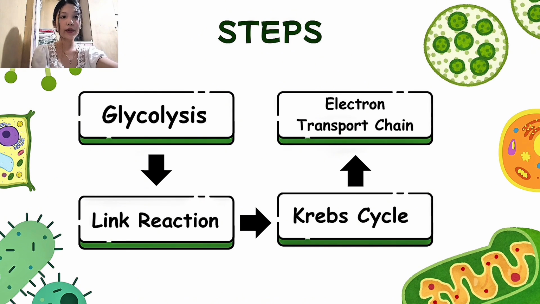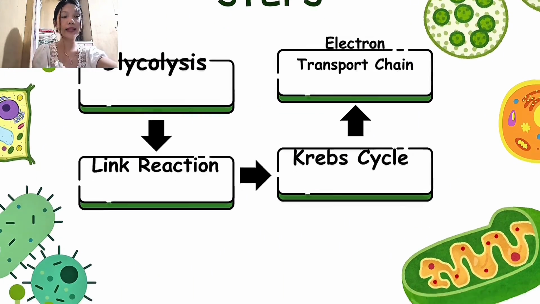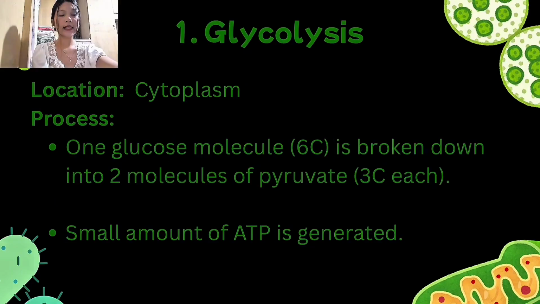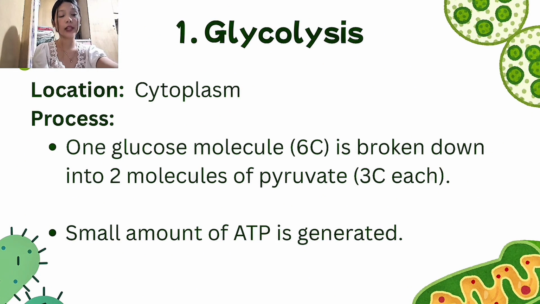Now, aerobic respiration doesn't happen all at once. It has four main stages. First, glycolysis. The location of glycolysis is in the cytoplasm. One glucose molecule is broken down into two molecules of pyruvate, and a small amount of ATP is generated. So, glycolysis happens in the cytoplasm and breaks down one glucose into two pyruvates.